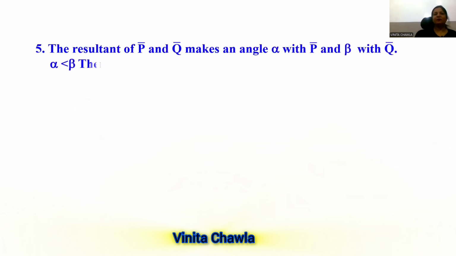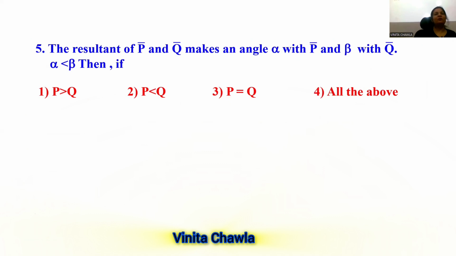Next question. The resultant of vector P and vector Q makes an angle alpha with vector P and beta with vector Q. Alpha is less than beta. Then if P is greater than Q, P is less than Q, P is equal to Q, all of the above. सोच के बताओ. आंसर जल्दी दे दिया. अच्छी बात है, क्विक रिस्पॉन्स, बट सोचो थोड़ा सा.